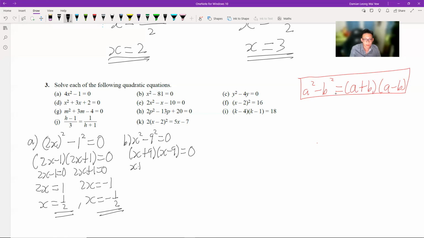So it's either x plus 9 is 0, means x is -9, or x minus 9 is 0, x is 9. Two possible answers. Right? Part C is a bit different.